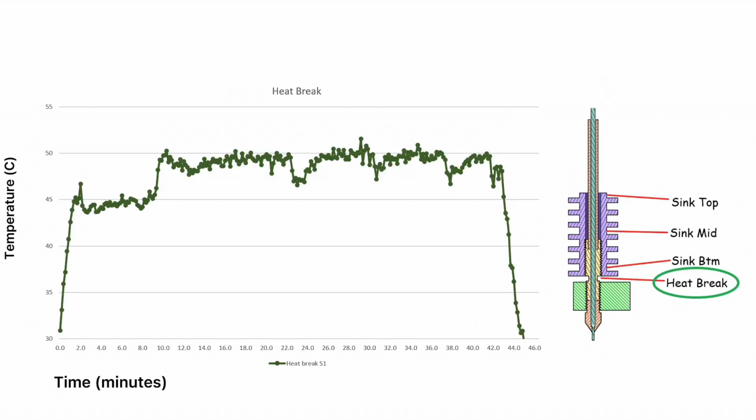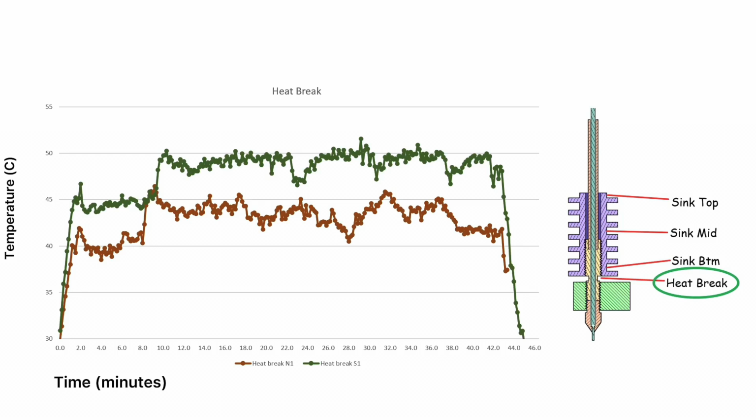So here is just the data from the heat break on the stock fan. And in a second, I'm going to throw up the data from the Noctua fan for the heat break. But first, before I do that, what do you, the audience, think? Do you think the Noctua fan will run cooler than this, or hotter, or about the same? What are your thoughts?